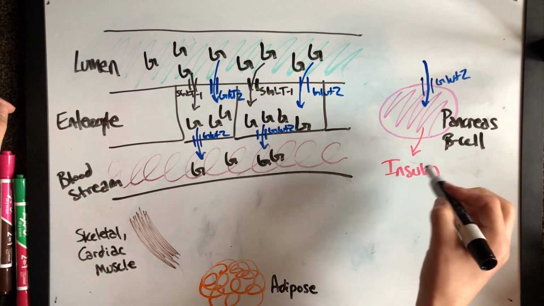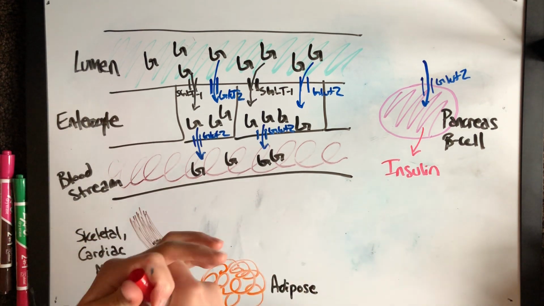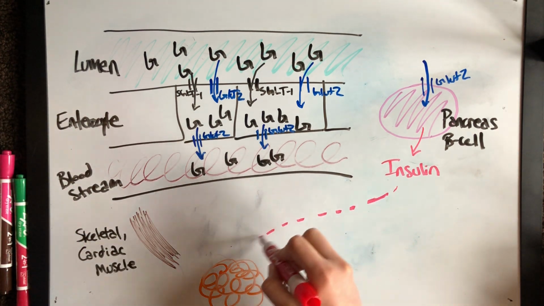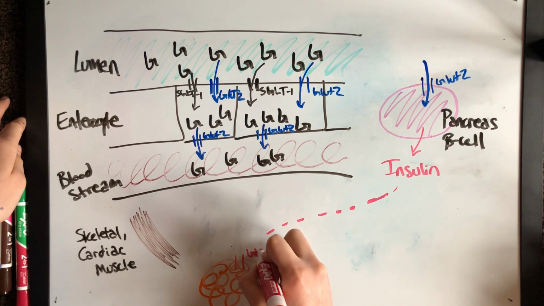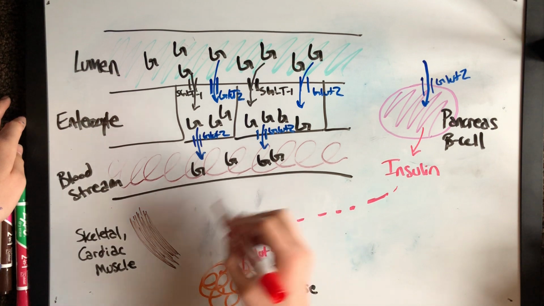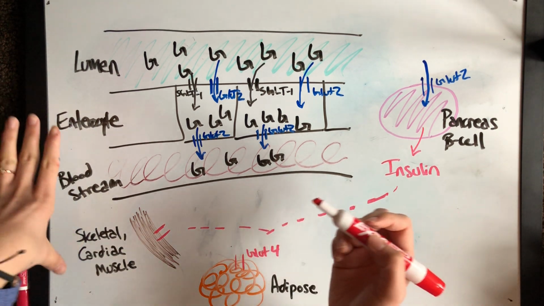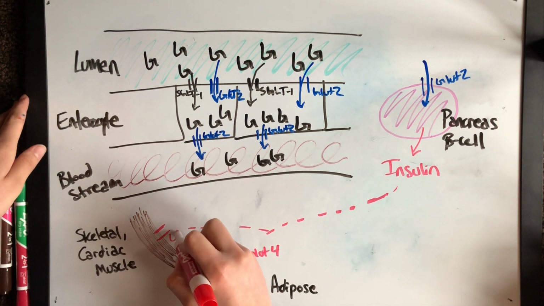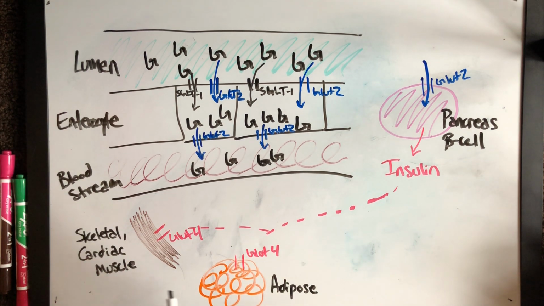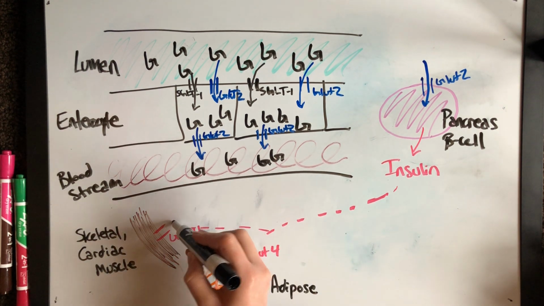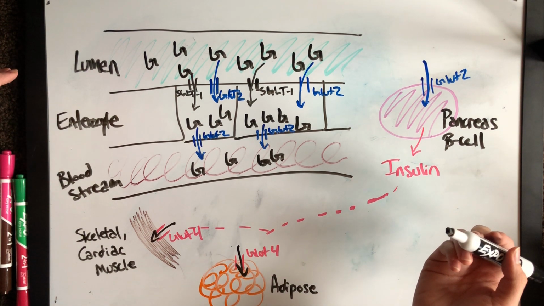So the insulin causes GLUT4 to be activated, and GLUT4 is going to get glucose from the bloodstream into the adipocyte and into the skeletal and cardiac muscle cells. Right, so now we're going to get glucose going into there from the bloodstream. So we can actually use the sugar for what we need sugar for.